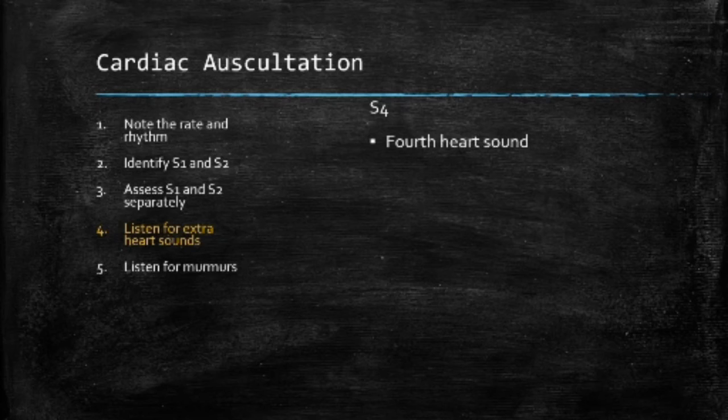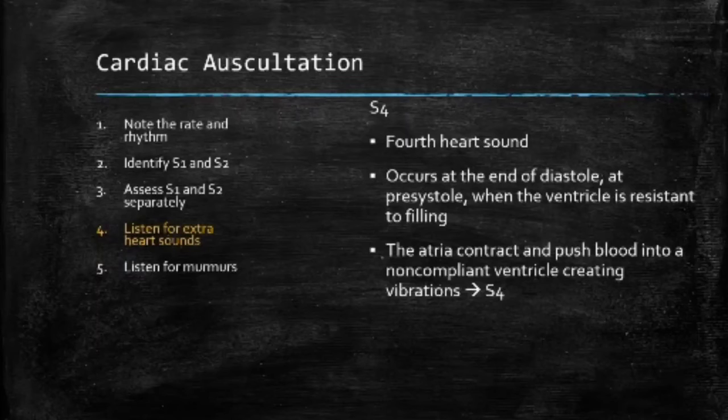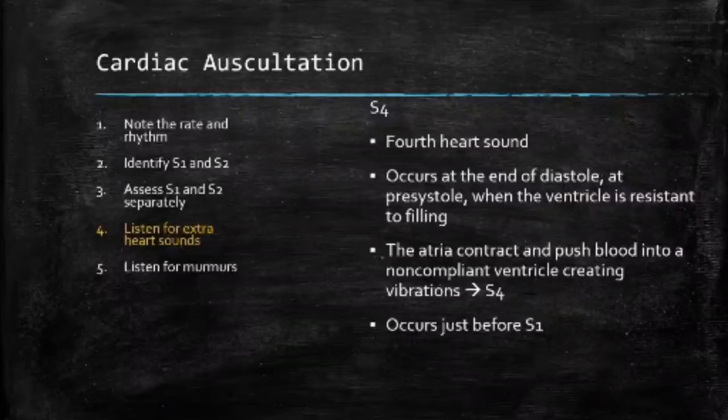S4 is the fourth heart sound. It occurs at the end of diastole, at pre-systole, when the ventricle is resistant to filling. The atria contract and push blood into a non-compliant ventricle, creating vibrations heard as S4, and it occurs just before S1. To review S3 and S4, go back to the first part of this lecture and see the illustration of the cardiac cycle.